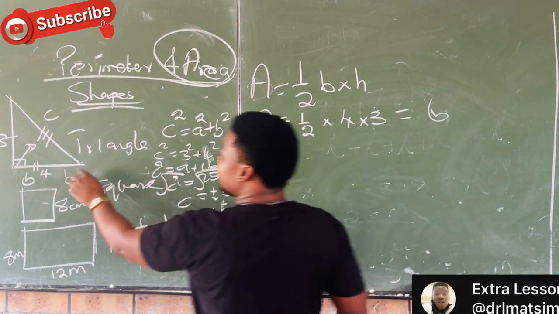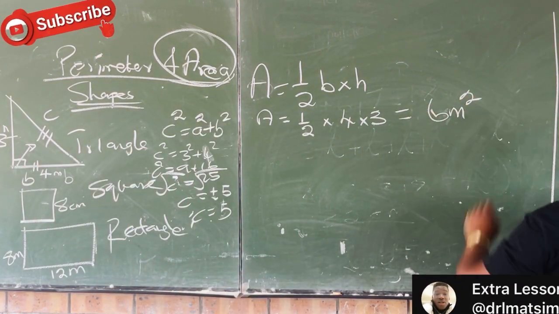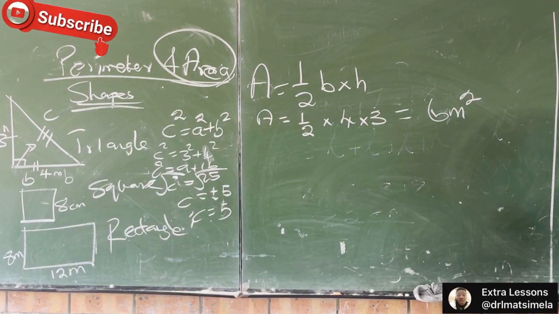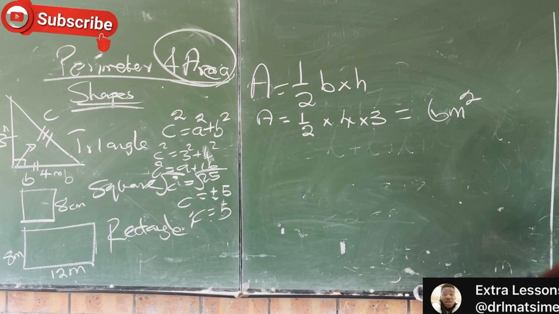So if here it was measured in meters, then it's going to be 6 meters to the power of 2. Are we clear? Yes. Good. Let's go to the square.